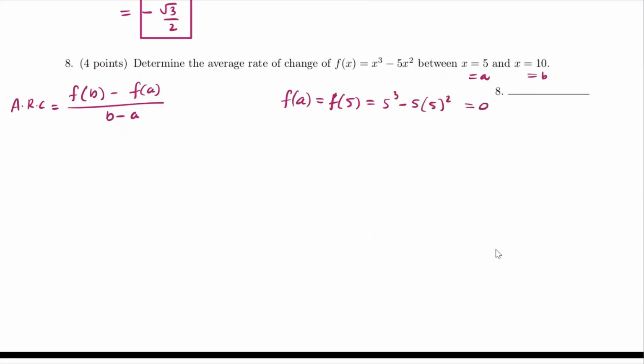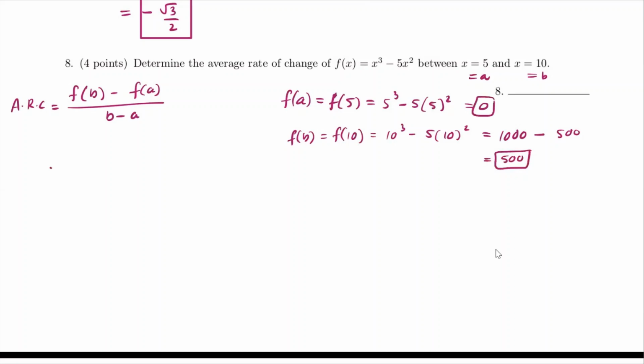That's 0. And then f of b, that's going to be f of 10. That would be 10 cubed minus 5 times 10 squared. So this would give you 1,000 minus 10 squared, that's 100, times 5, that's 500. So this is 500. All right, so we got the values for f of a and f of b.